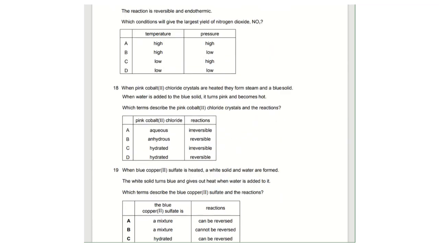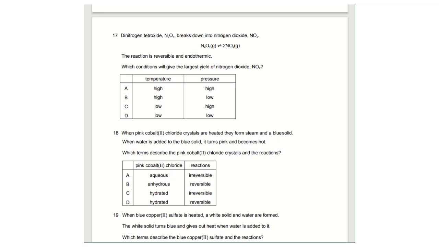Question number 17. Dinitrogen tetroxide breaks down into nitrogen dioxide. The reaction is reversible and endothermic. Endothermic means in the forward direction it is endothermic. Which condition will give the largest yield of nitrogen dioxide? Largest yield of nitrogen dioxide.